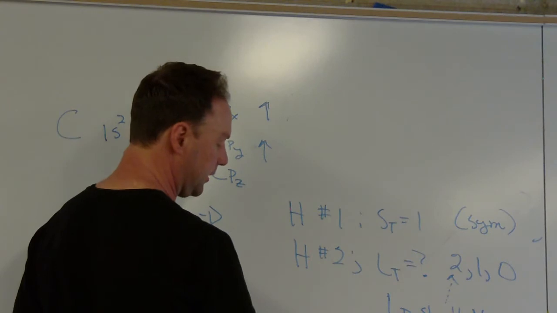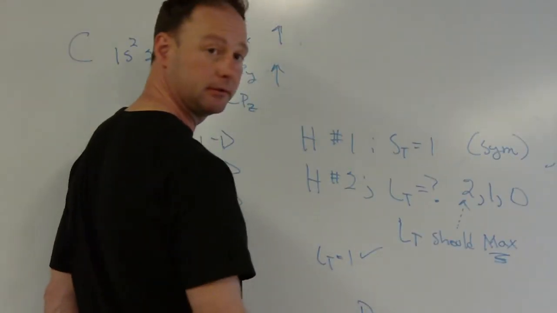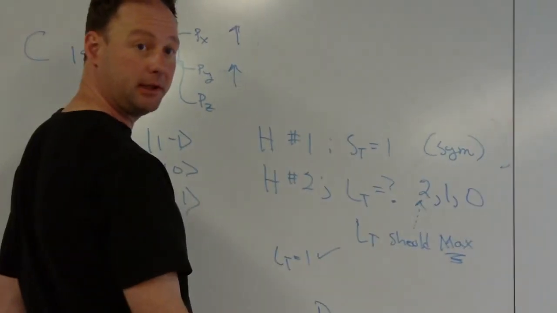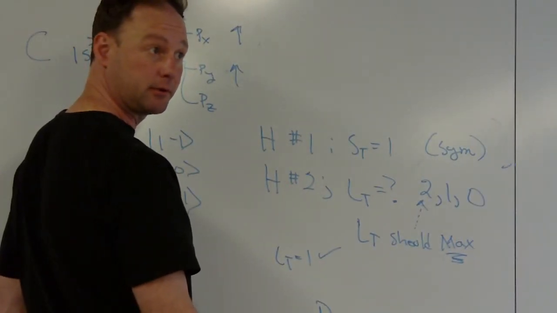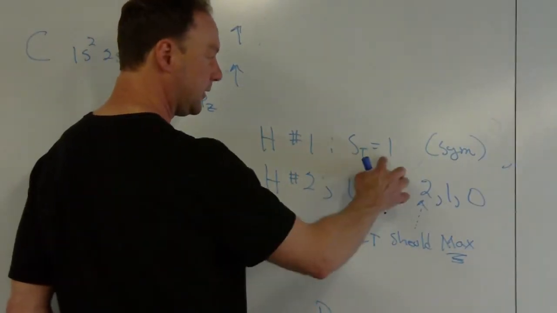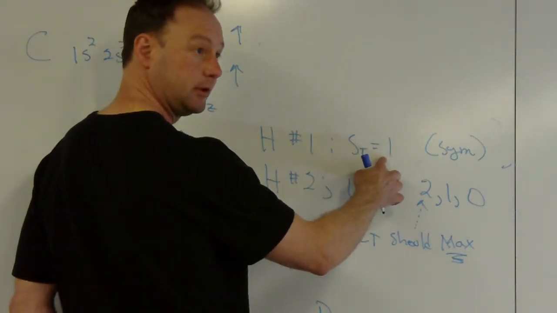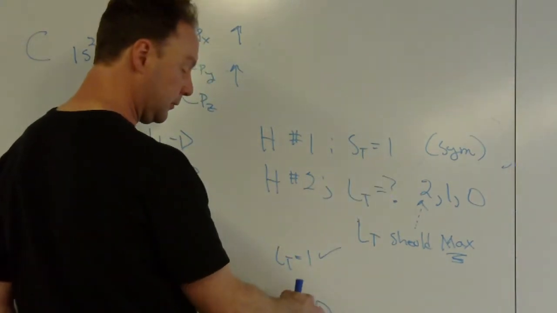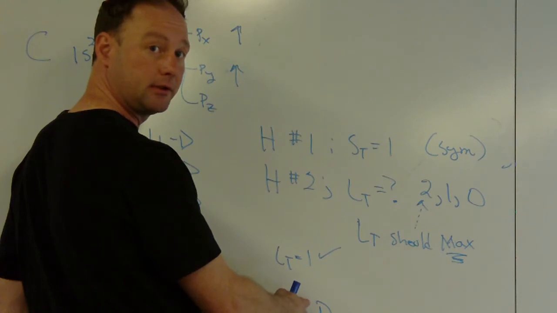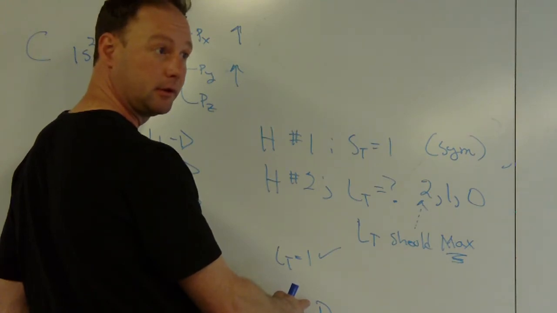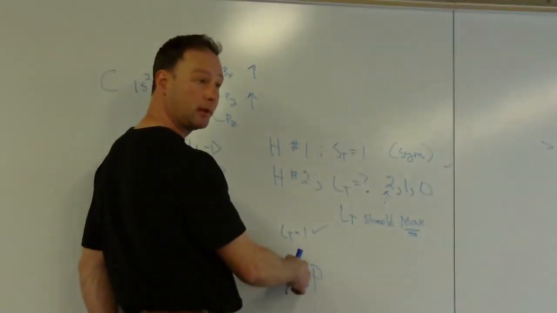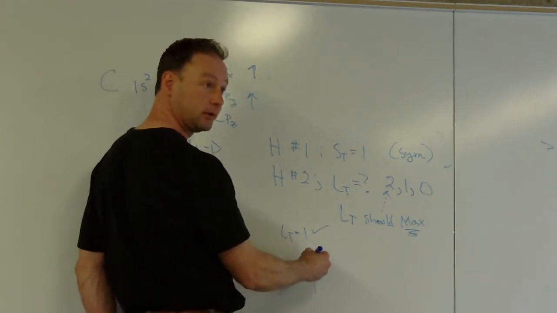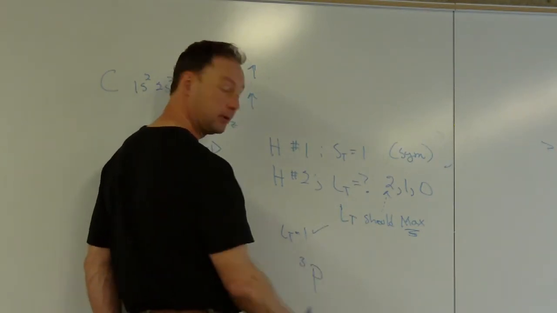All right? So if I have an L total equals 1, I have a P state, the total L of a P, right? If I have L total equals 1. And if I have spin total equals 1, symmetric, well, what do I have here? A singlet, a doublet, or a triplet? It could be a singlet. No, it's a triplet. Remember, it's 2S plus 1. So I would have a triplet P.